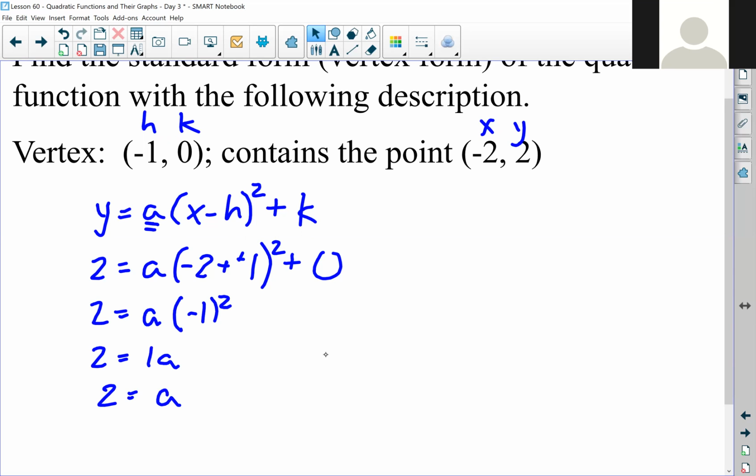So our equation, y equals 2 times (x minus -1), which is the same as (x plus 1) squared. If you wanted, you could certainly write the plus 0 at the end, but you don't have to. Either way would be fine. And that's our answer.